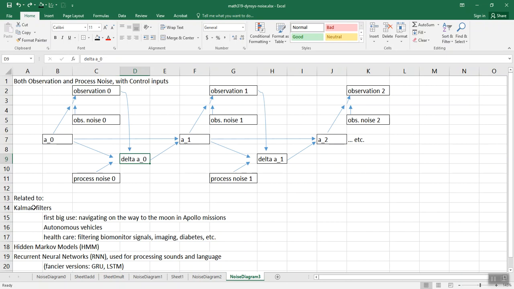So this is related to Kalman filters, which were first used to help Apollo navigate to the moon. These days they're being used in autonomous vehicles and rocketry, probably. They're used in healthcare in all kinds of ways. They're related to hidden Markov models, which we talk a little bit about in math319W. And in deep learning, they're related to recurrent neural networks, which are used to do speech recognition and text processing and stuff.